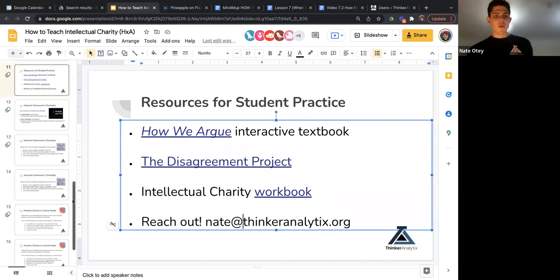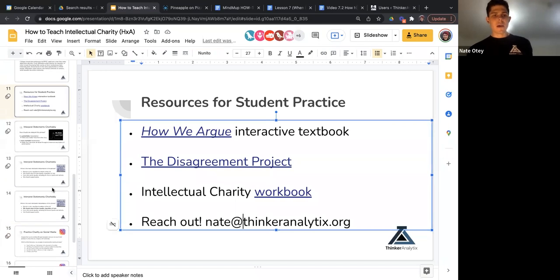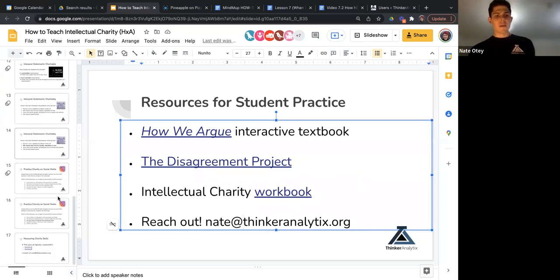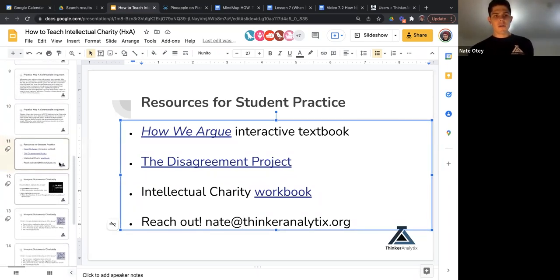There's also some more practice exercises on these lower slides about interpreting Black Lives Matter and All Lives Matter charitably. So we didn't have time to get to those today, but if you want to explore them on your own, they're available for you in the slides.